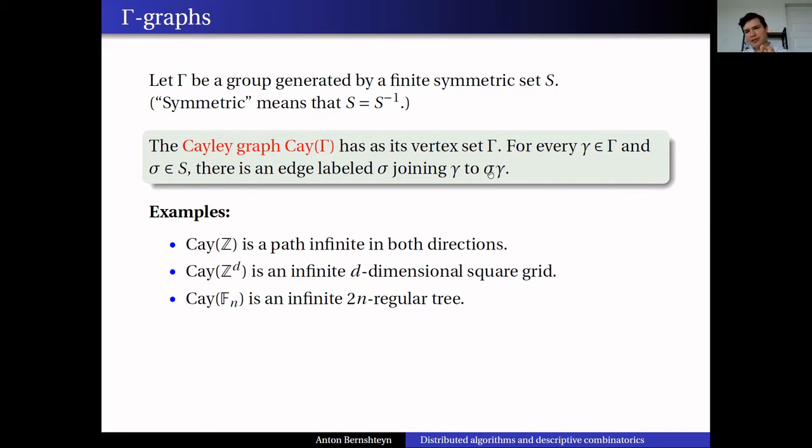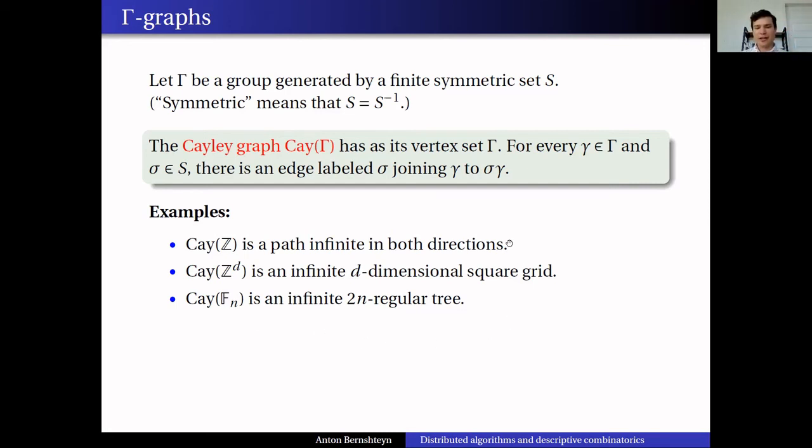So this edge from gamma to sigma gamma has the label sigma on it. So examples: if the group is the additive group of the integers, and the generating set is plus or minus 1, then the Cayley graph is an infinite path, infinite in both directions. Similarly for Z^d, with an appropriately chosen generating set, the Cayley graph is a d-dimensional square grid. And if we take the free group on n generators, the Cayley graph is an infinite 2n-regular tree.